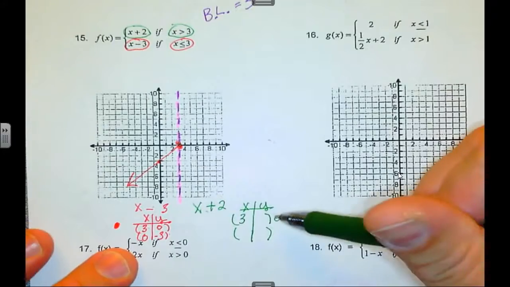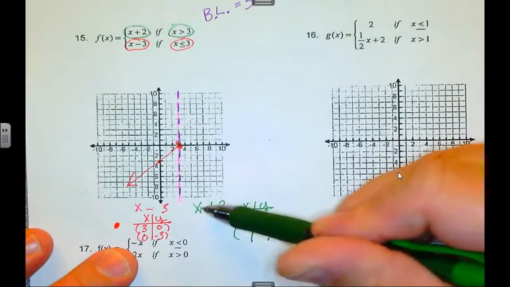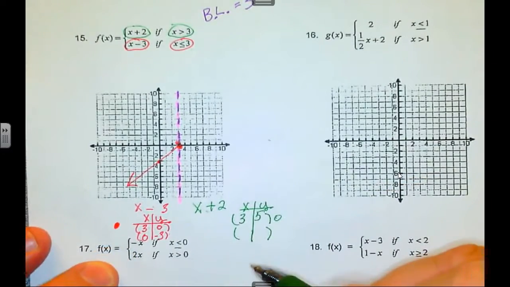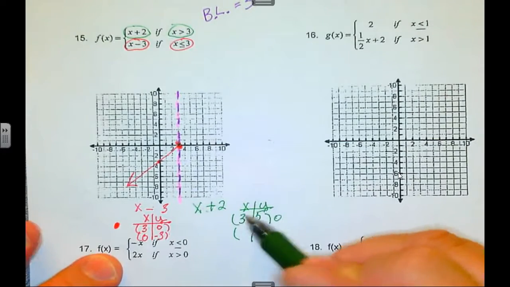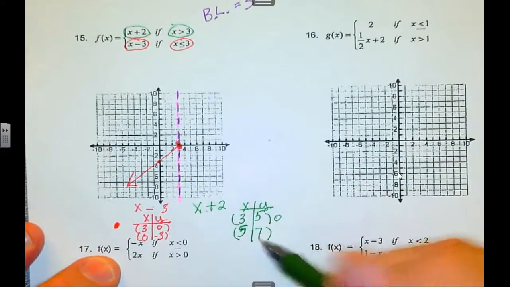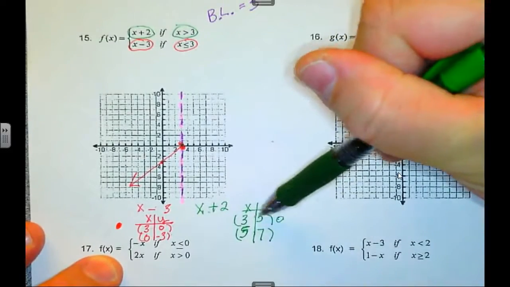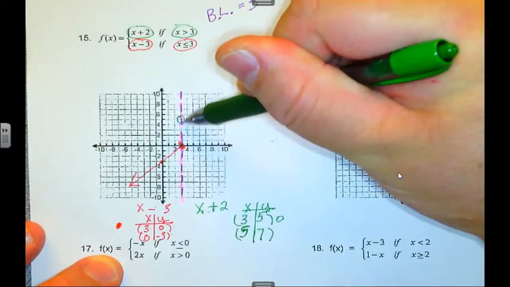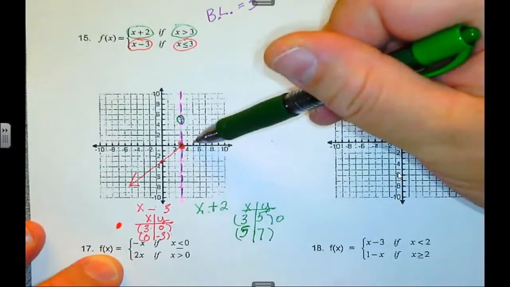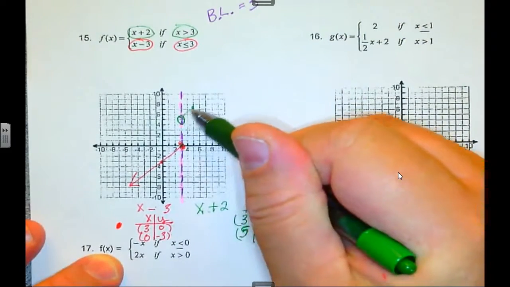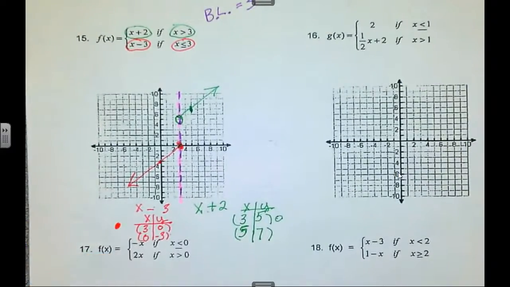Okay, the other restriction. 3 plus 2 is 5. I need something bigger than 3. I'm going to spread it out just a little bit. I'm going to choose 5. 5 plus 2 is 7. So open circle at 3 comma 5. And then 5, 7. Is the second point also an open circle? No, it's a point, so it's just a closed circle point.